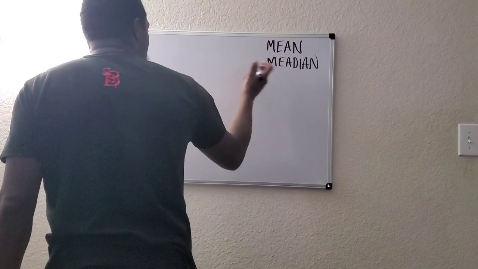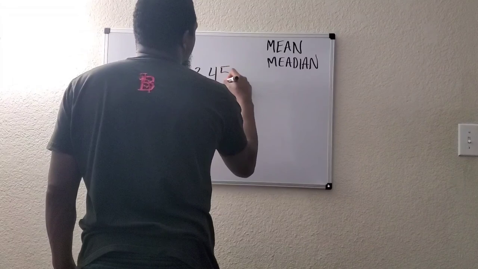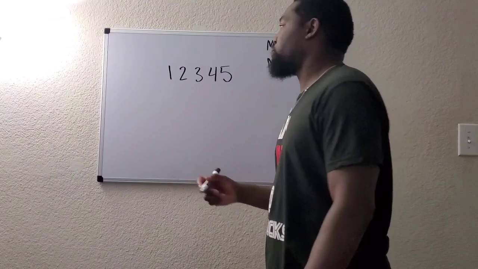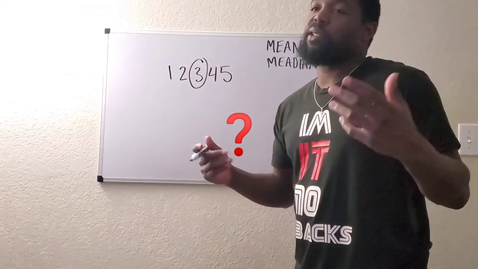So what you can just do, go ahead and write your numbers out in order. And remember, we have put our numbers 1, 2, 3, 4, 5. That was our numbers. Which number is in the middle? It's just like that simple. Boom. There's our median.